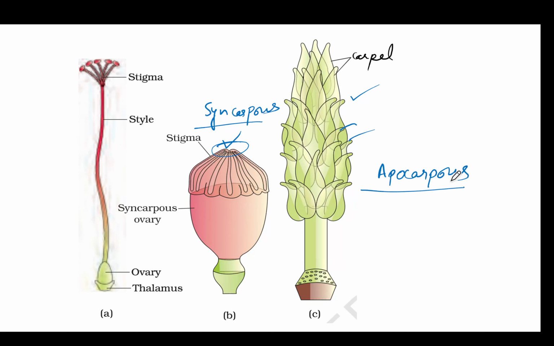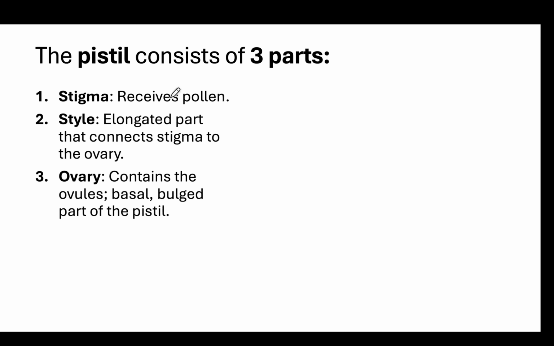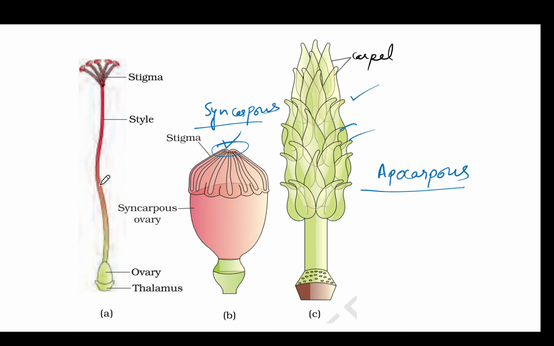Okay. Now let's come to the structure of each individual pistil. Pistil again consists of 3 parts. These parts are stigma, style and ovary. Which part is stigma, which part is style, which part is ovary, I will explain to you. Stigma is, most of the time, the uppermost part. This place is where the pollen grain will come and attach or stick. So this part is stigma.